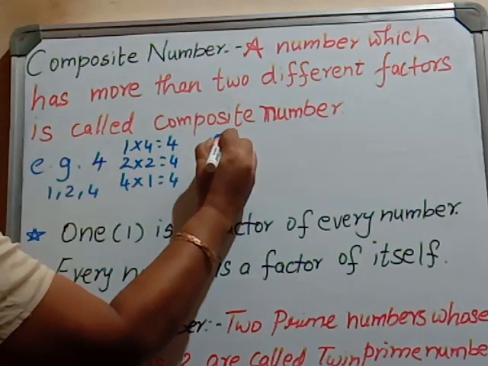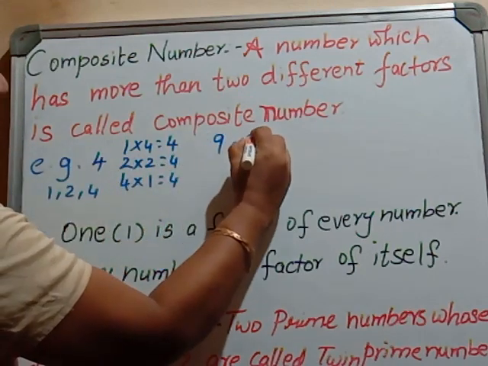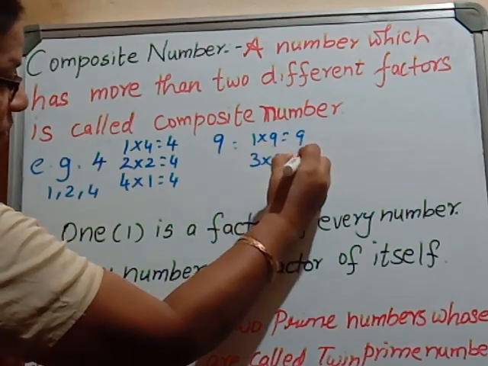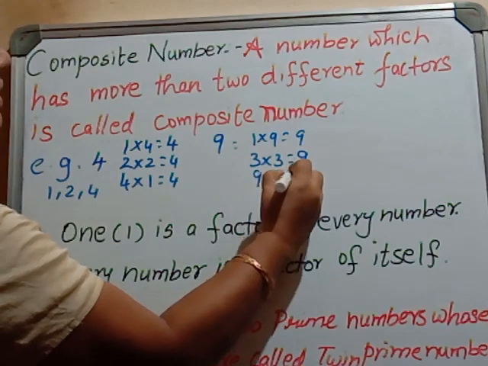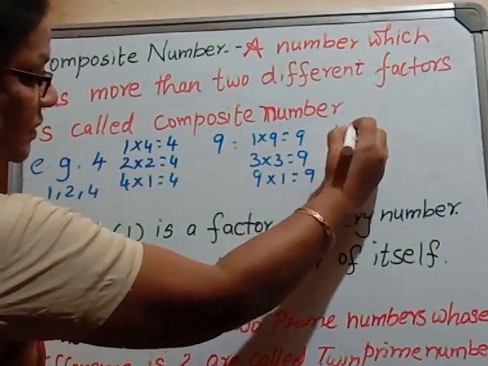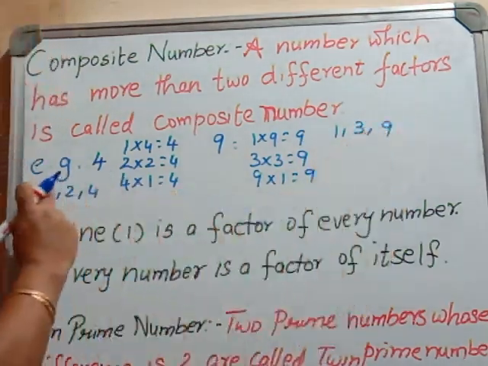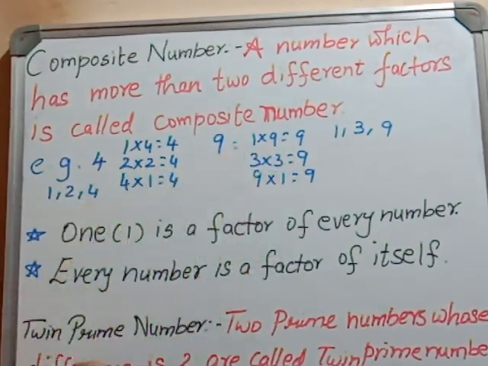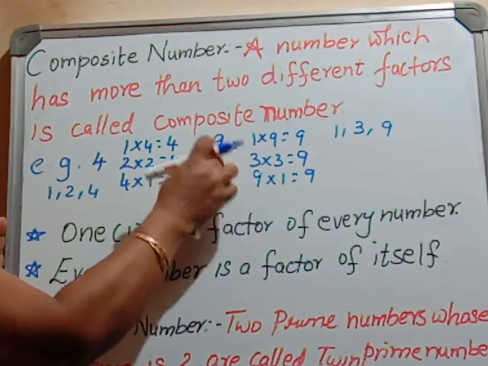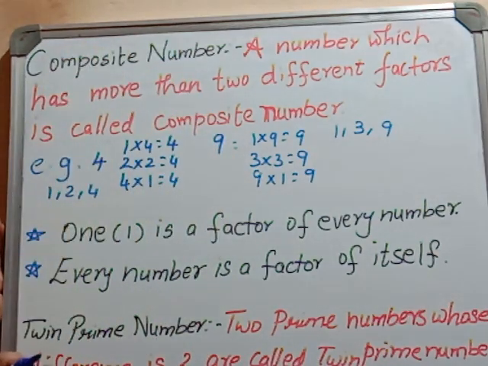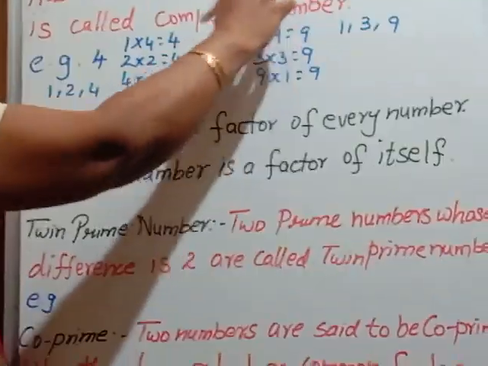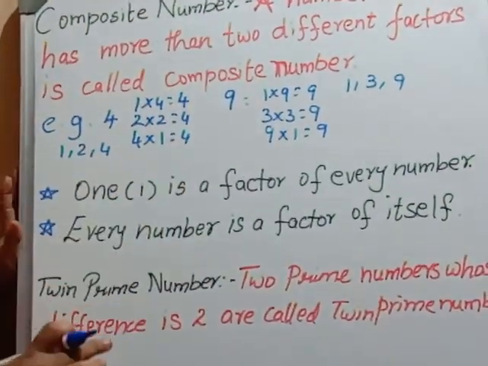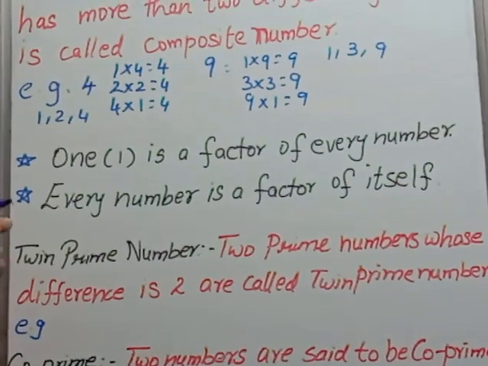I will take 9. Now, 1 nine is 9. 3 threes are 9. 9 ones are 9. So 1, 3, 9. These two examples have more than 2 factors. Each one has 3 factors. So, these numbers are called composite numbers. Understood, children? A number which has more than 2 different factors is called a composite number. You can understand with the examples.